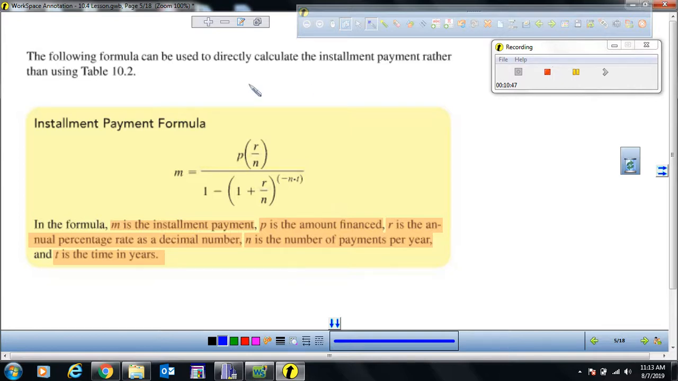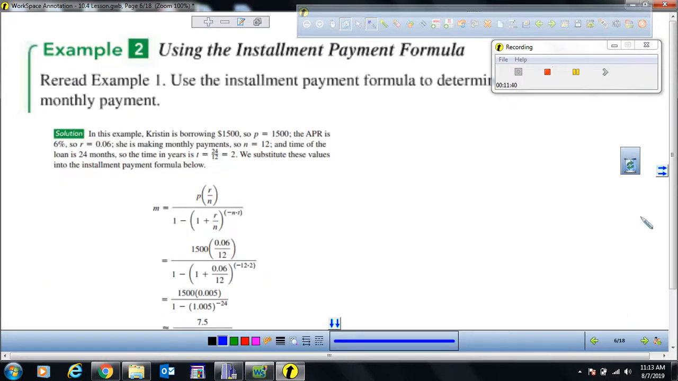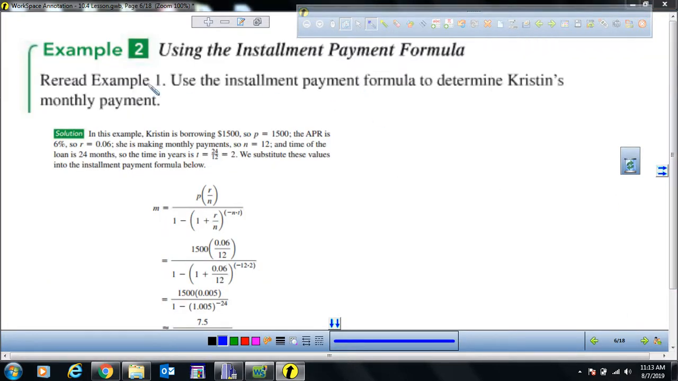This formula is called the installment payment formula, and it's for calculating the monthly payment. M is the installment payment, P is the amount financed, R is the annual percentage rate as a decimal number, N is the number of payments per year, and T is the time in years. So you can look at the formula here. We are basically solving the same problem again that we did in example 1. Use the installment payment formula to determine Kristen's monthly payment.